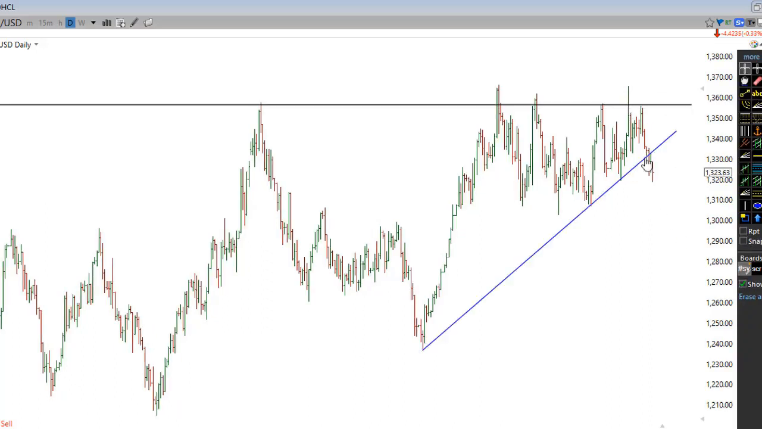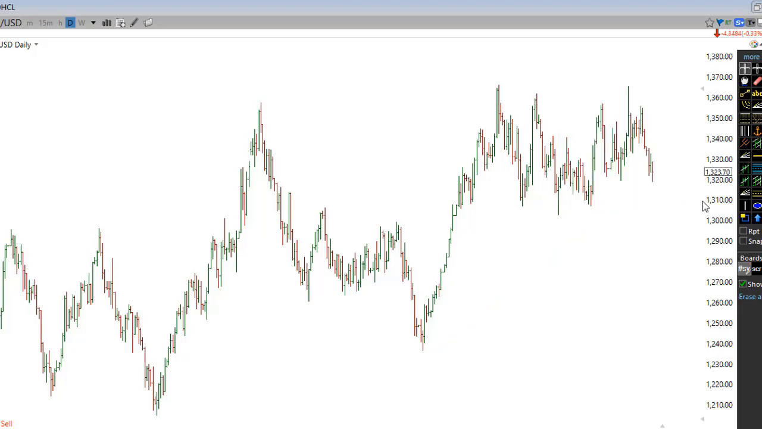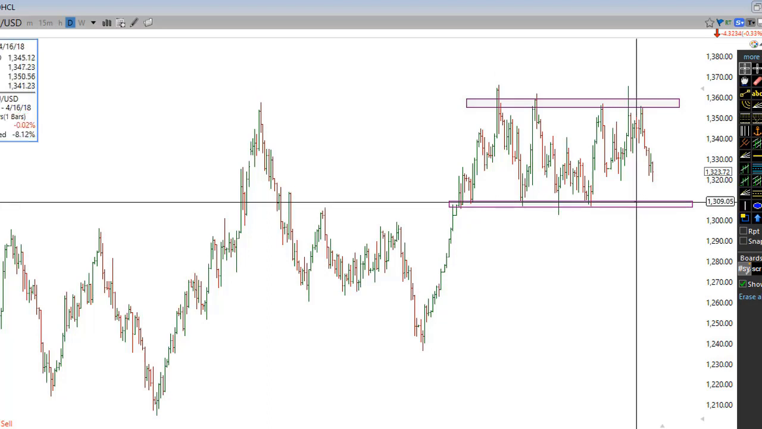Let me just delete that off there for a minute. And firstly, you can see that we have probably a strong area of resistance up through here. So that's the whole area of resistance. Then what do we have? Now we also have this level through here. This is a support level.